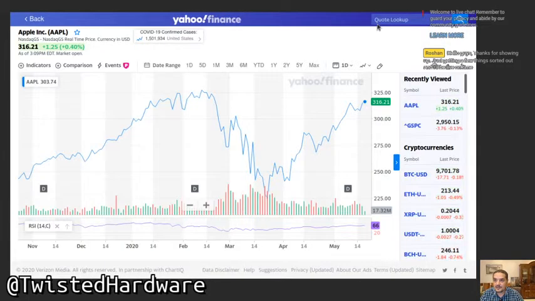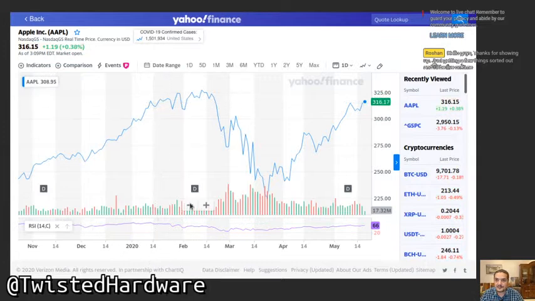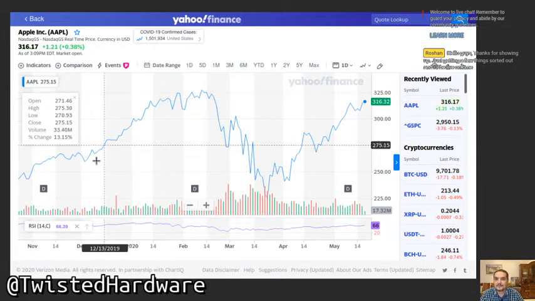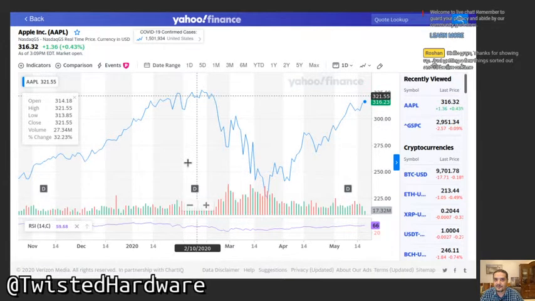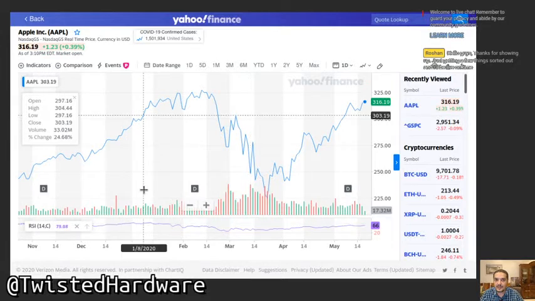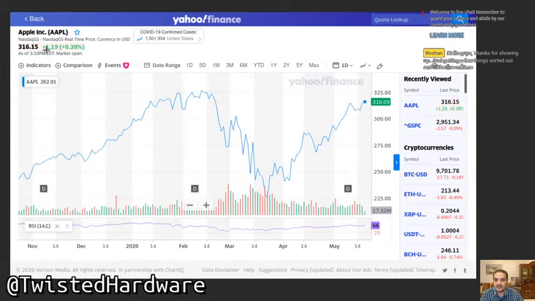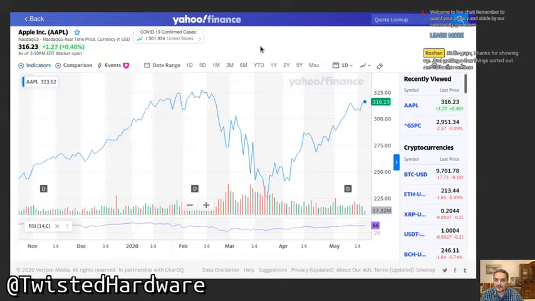So this is again Yahoo Finance. This is Apple stock. This is the price of Apple stock over some time, and you can see the RSI is down here. To add RSI, if you don't have this, you can go to indicators and type the name of the indicator that you want, and you can add it that way. Anyway, you can see right now the RSI of Apple is 66.